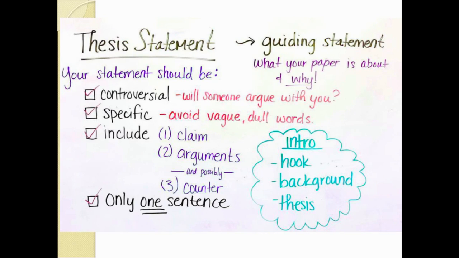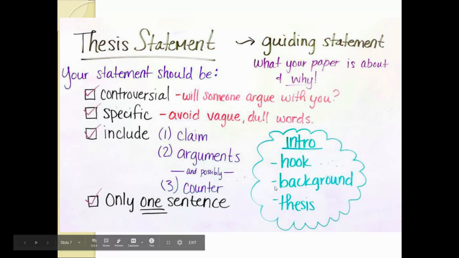So this is just a little more information on the thesis sentence. Usually it's a controversial sentence because you're arguing one way or another. It's very specific. You're trying to avoid vague words, and you're going to include a claim, arguments, and sometimes as you improve your writing, you might have a counterclaim in there. And it's usually only one sentence. If it's more than one, you're getting too far ahead of yourself. Okay, so just to review, your introduction is a hook, a background, and a thesis sentence.